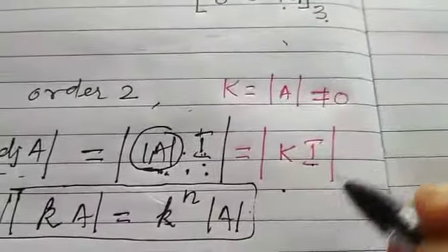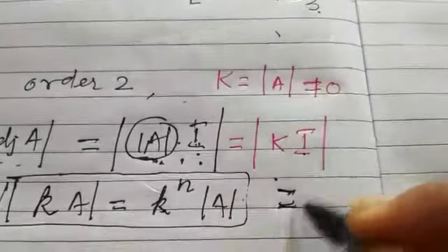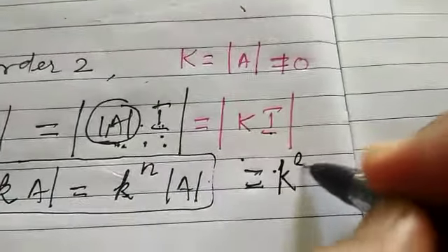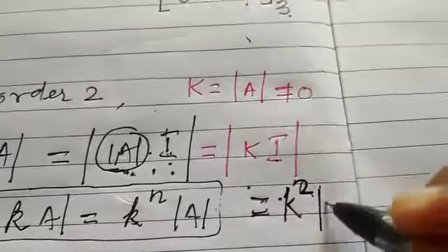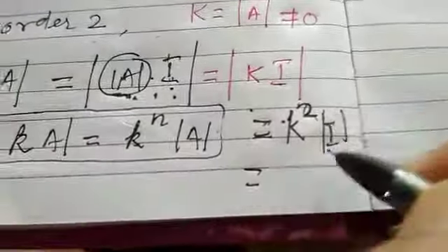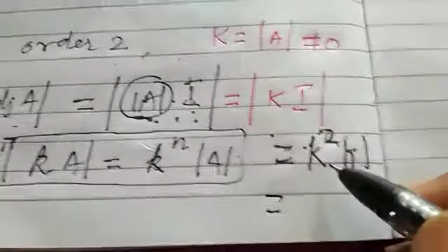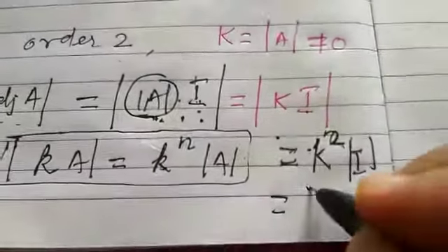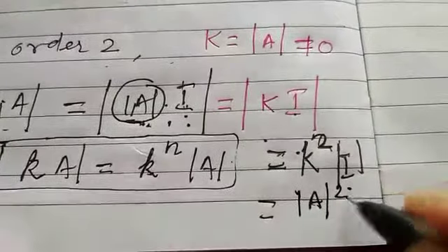So what will this be? According to this, it is of order 2, suppose, so it is K square times determinant I. You will say, sir, this is the order of the A matrix, why have you written determinant I? If A is of order 2, then the corresponding identity matrix is also of order 2. That you have to understand. So K square, and determinant of I will be 1. What is K? Determinant A. So hence determinant A whole square.